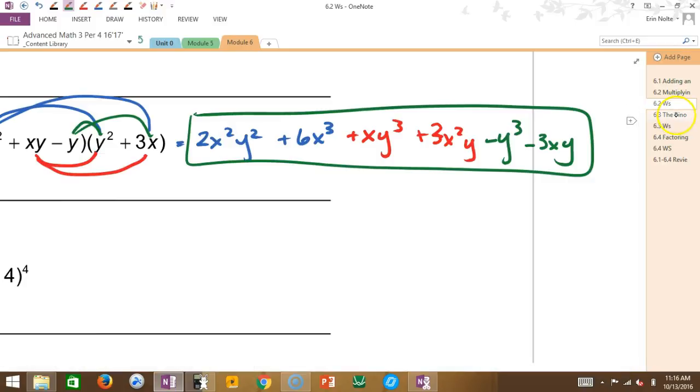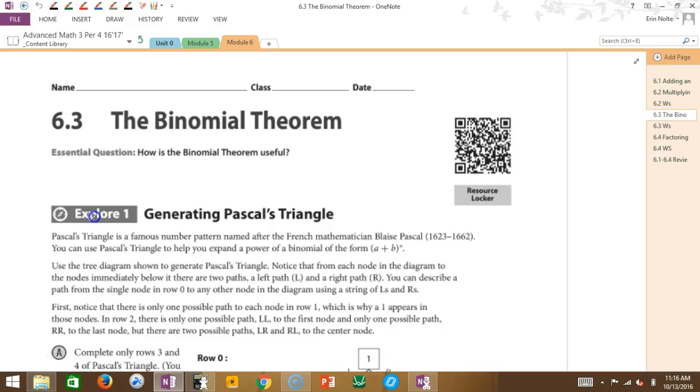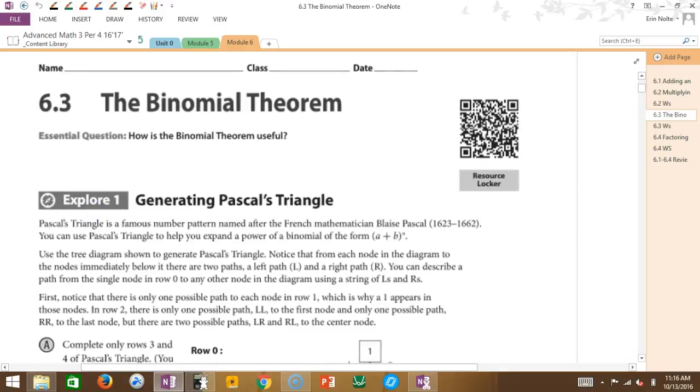Okay, 6-3. 6-3 is called and labeled the binomial theorem, but I am actually not going to teach you the binomial theorem. I had planned to, but we had to do the STAR test instead, and so I picked the lesser of two evils in my opinion, and I've decided that I'm going to teach you Pascal's triangle and how to FOIL using Pascal's triangle.